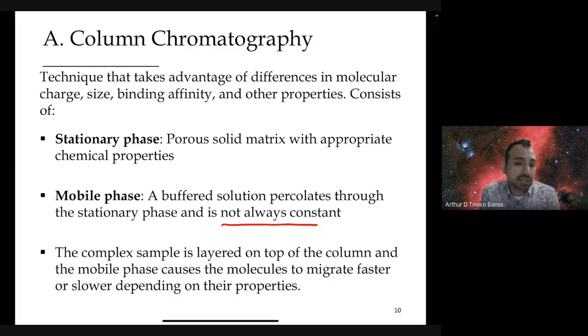So the complex sample, and I'm talking about the sample that you've isolated, is still going to be very complex. You're going to have a mixture of different things, which is layered on top of the column, and the mobile phase causes the molecules to migrate fast or slow depending on their properties through the stationary phase. All right, so that just gives you the generalities of what constitutes a column.